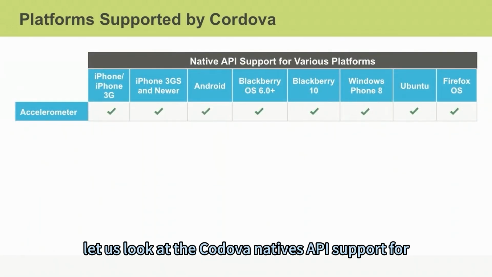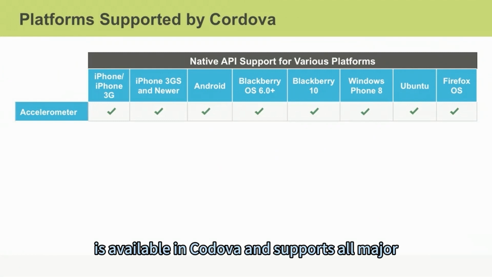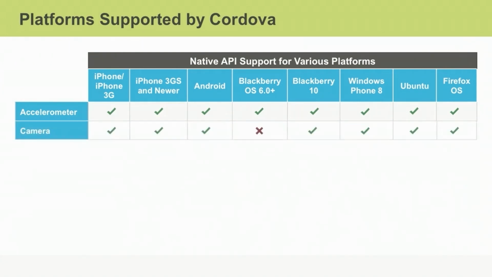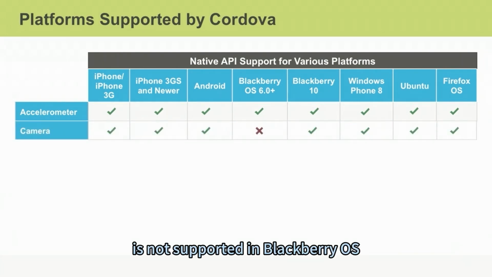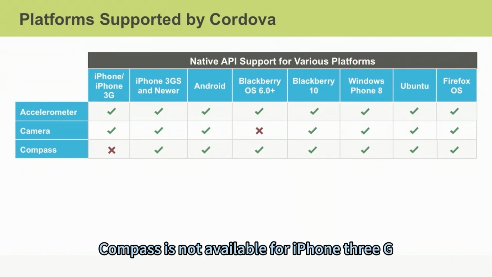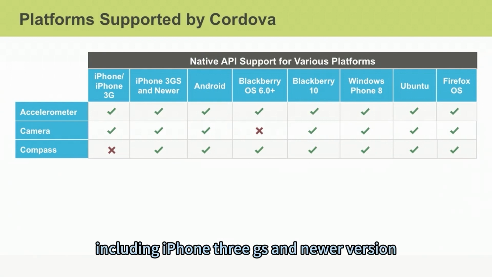Let us look at the Cordova native API support for various platforms. Accelerometer API is available in Cordova and supports all major mobile platforms. Camera API is not supported in BlackBerry OS. Compass is not available for iPhone 3G, but is available for the rest of the mobile platforms, including iPhone 3GS and newer versions.